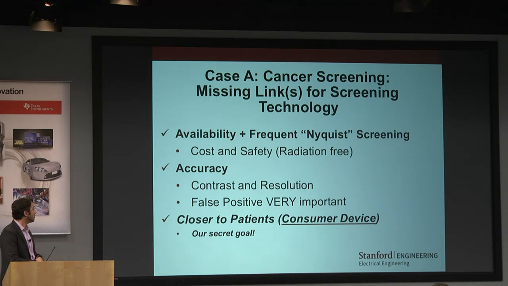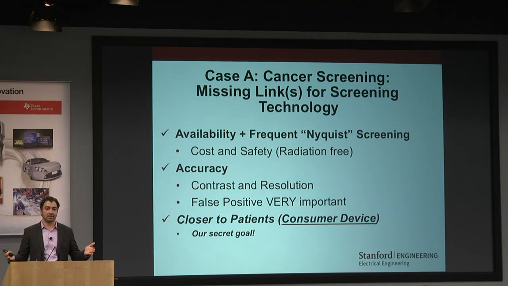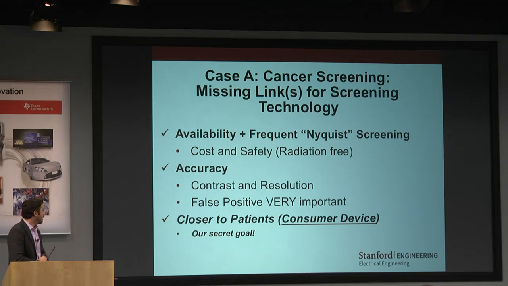So firstly, you need to have this available and frequent. So it doesn't matter if you're doing a test that's every 5 years. That's not going to be helpful because a lot of things happen in 5 years. If you look at screening, you need to be more frequent. Second thing you want to do is make sure it's accurate. So from contrast, resolution, and false positive perspective, you need it to be accurate. So that's the second problem.